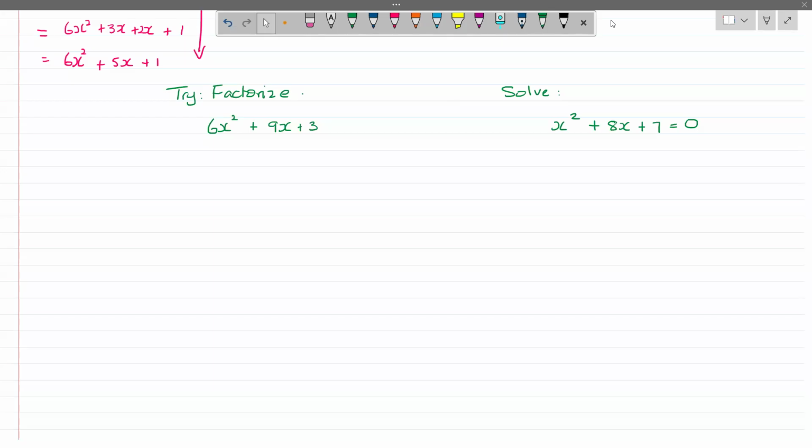All right, folks. So let's look at solving these, well, factorizing one and solving the other. All right, let's start with the factorizing first. So we have 6x squared plus 9x plus 3.